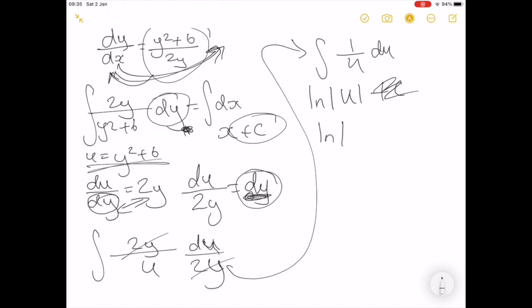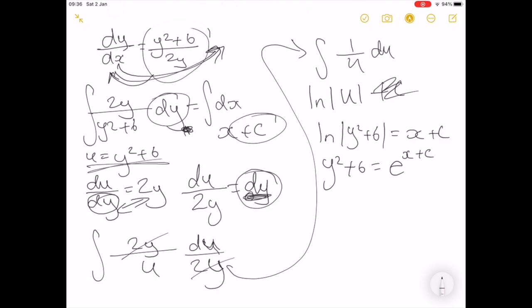We'll substitute our u back. Perfect. Equals x plus c. It's almost solved. We just have to work on isolating the y. So we'll do that now. So to get rid of this ln thing, we just raise everything to the e. So it becomes y squared plus 6 equals e to the x plus c.